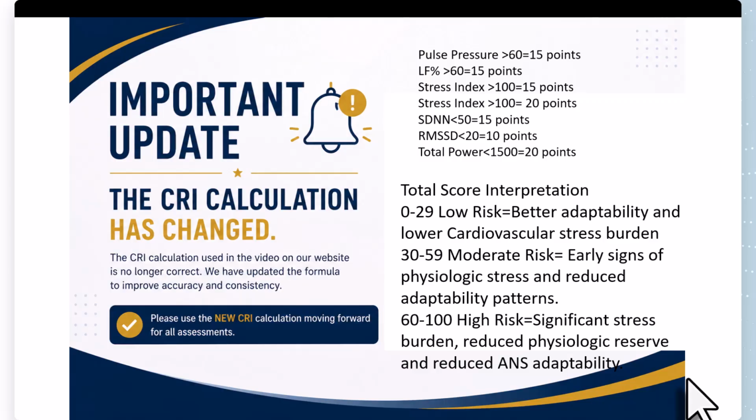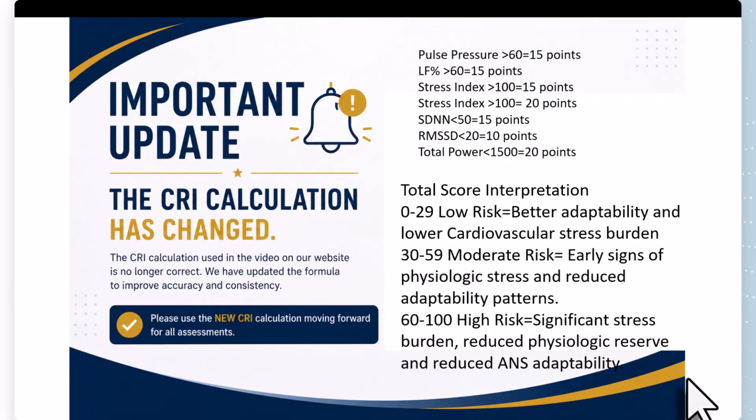It's a big marker there, and it's known as a big cardiovascular risk factor, the stress index. SDNN less than 50 equals 15 points. RMSSD below 20 equals 10 points. Total power less than 1500, they get 20 points, okay?